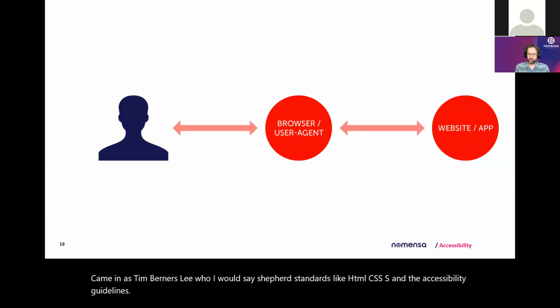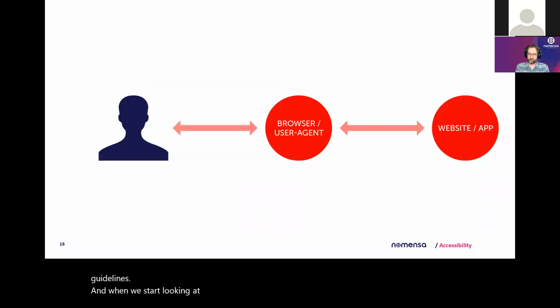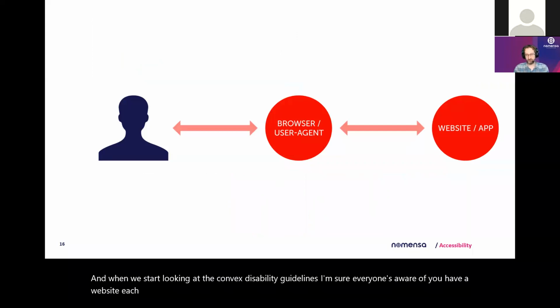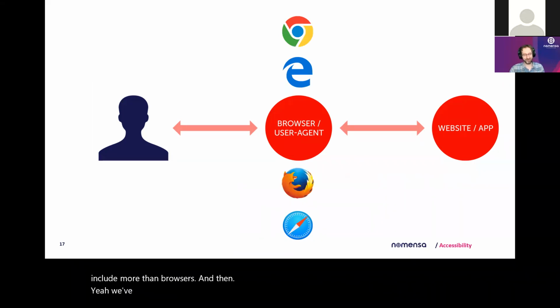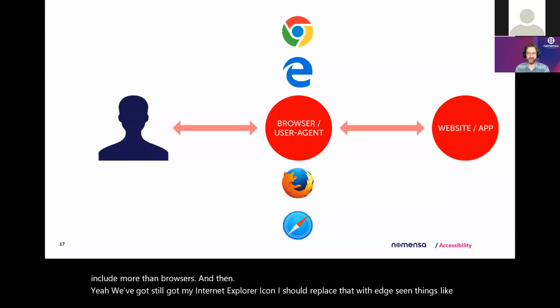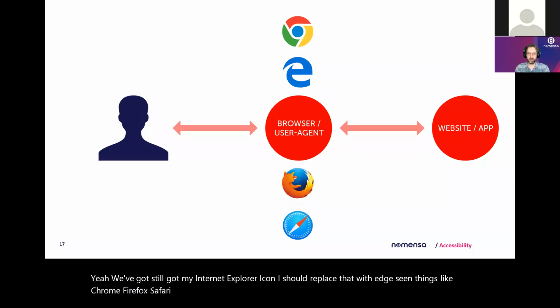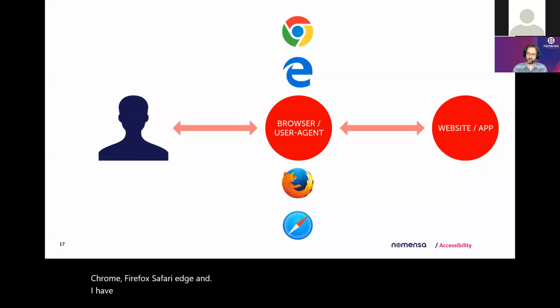And when we start looking at the accessibility guidelines, I'm sure everyone's aware, you have a website, each person is using a browser. We expand that term to user agent because it can include more than browsers. And then, I've still got my Internet Explorer icon. I should replace that with Edge soon. Things like Chrome, Firefox, Safari, Edge, and everyone who's done browser testing knows that can be quite difficult when different browsers behave differently.